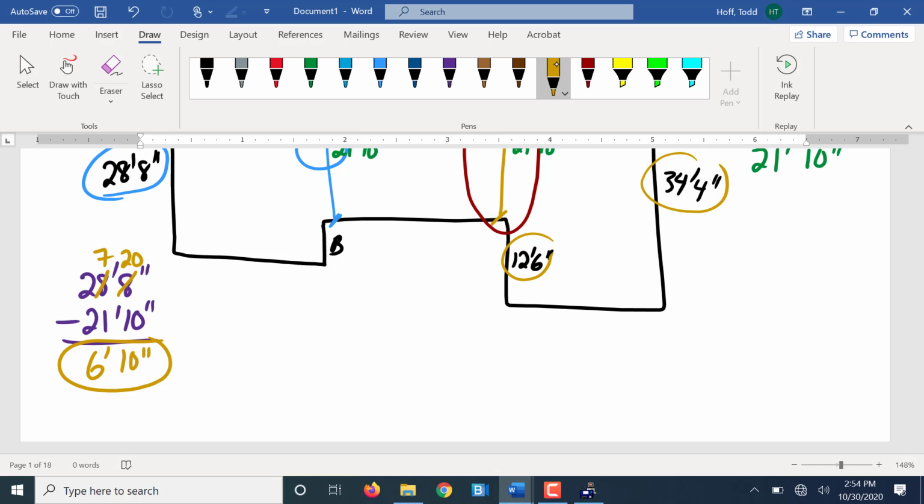Did you do it as 34.4? Oh, sure, that works too. Yeah, so you would have done 28.8 minus 34.4 and then add 12.6 or something like that.